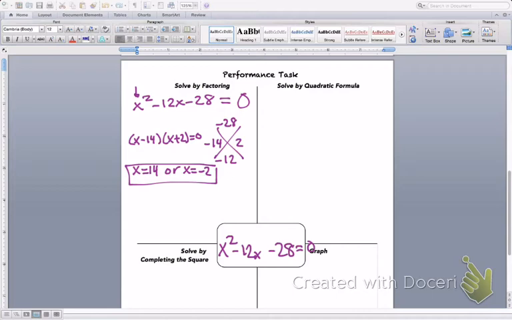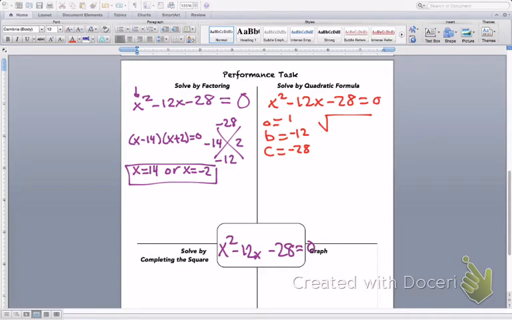We're going to solve by the quadratic formula. So I'm going to do the same exact problem, but using the separate method of the quadratic formula. So I'm going to rewrite my problem again. x squared minus 12x minus 28 equal to 0. Identify my a, b, and c: 1, negative 12, and negative 28. I'm going to make sure I show all work.